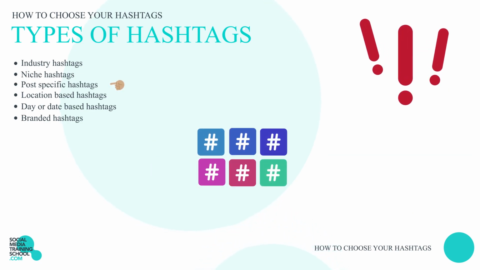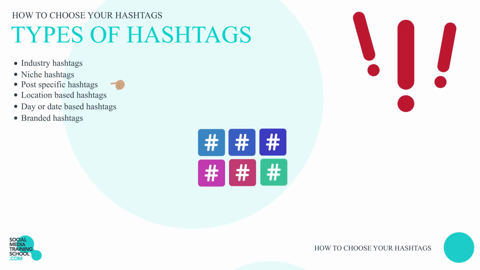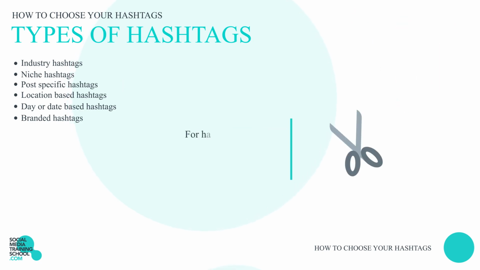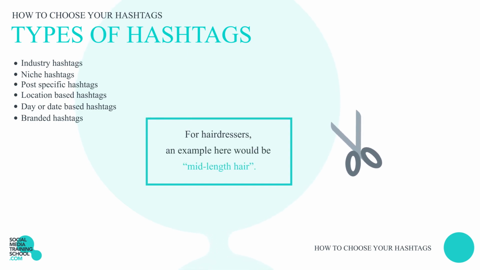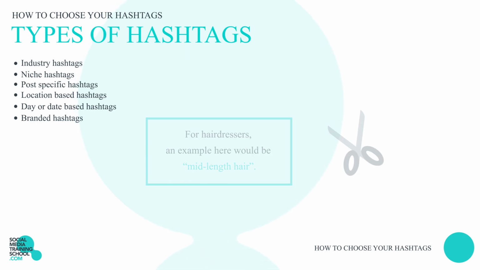Post-specific hashtags are ones you won't use all the time, but are related to what's going on in a specific post, something related to the image or video you've used, or to do with what you've written. For hairdressers, an example here would be mid-length hair.